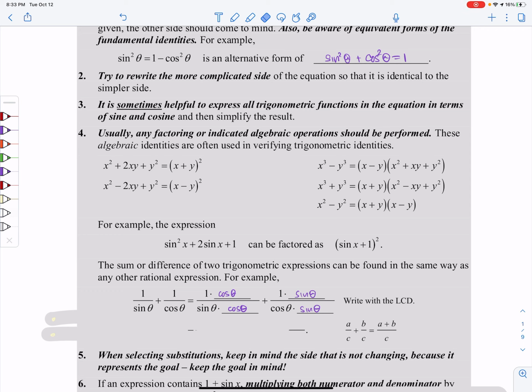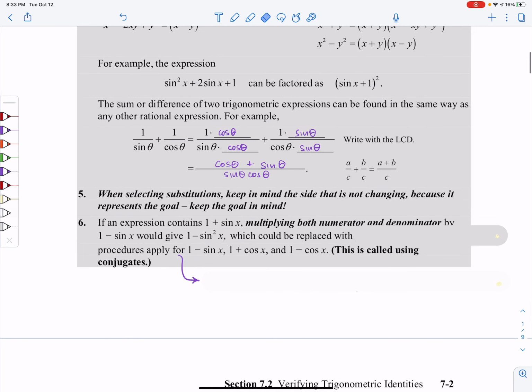And then our common denominator is now sine times cosine, and our new numerator is going to be cosine of theta plus sine of theta. So that's just adding two fractions together, remembering what it is to add fractions. Number 5, when you are using substitutions, just remember what the goal is. And this is not even just necessarily for substitutions. This is for any of the math that you're doing. Keep an eye on what the other side looks like. You're trying to change one side into another side. So keep reminding yourself of what you're trying to get to.